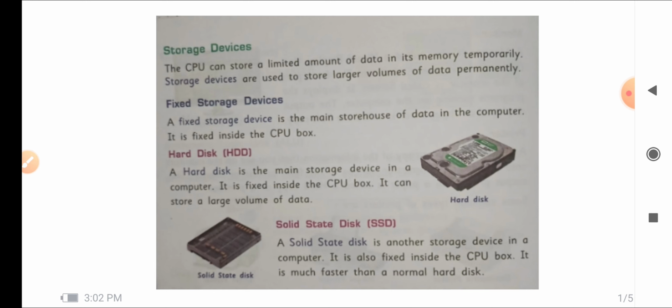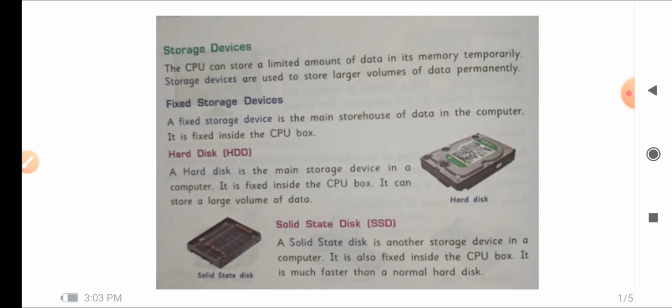Got it? First of all, we learned hard disk. Hard disk is already fixed inside our CPU box, and it has a large volume of data. Now, when we talk about solid state disk, it is also a storage device. It is also fixed inside the CPU box, but it is much faster than a normal hard disk. It means it can store data much faster than the hard disk.